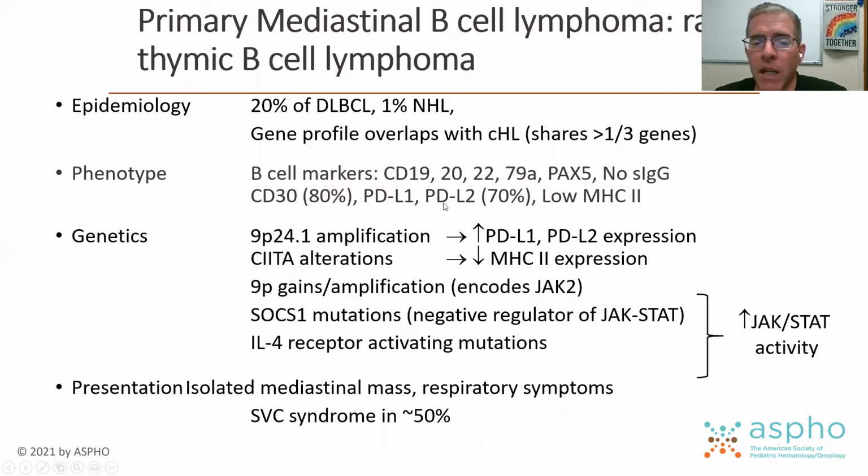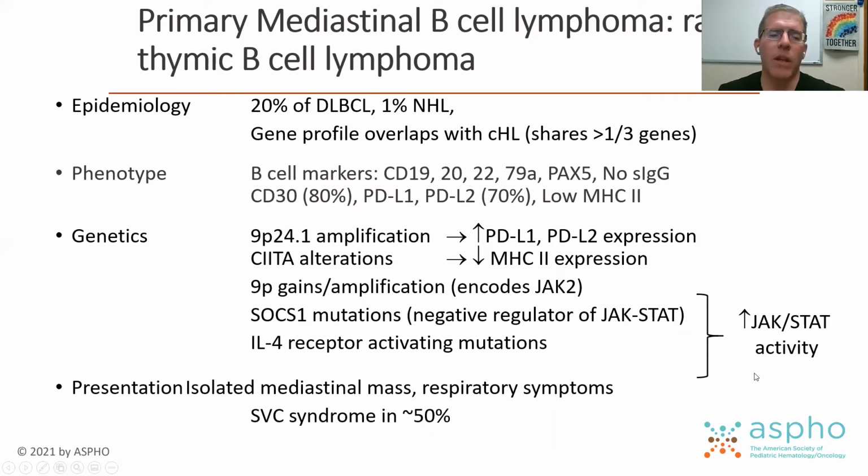They do express PD-ligand 1 and PD-ligand 2, so it's a potential therapeutic target. And they have low MHC class 2. Like Hodgkin lymphoma, they do have 9p24.1 amplifications, which increase your PD-ligand expression. They do have some CIITA alterations, which decrease your MHC expression. They do have amplified JAK, and some IL-4 receptor activating mutations. By increasing the JAK-STAT activity, that increases their cell proliferation.